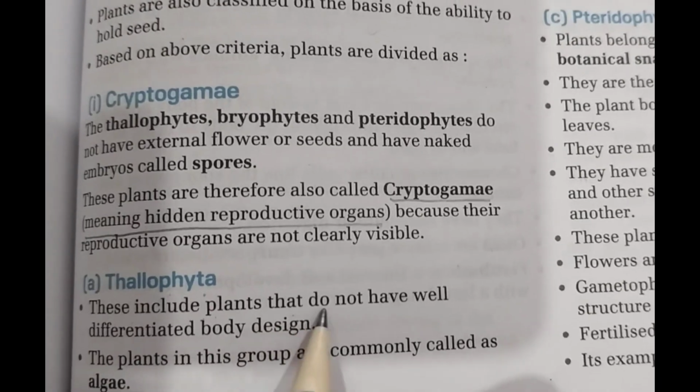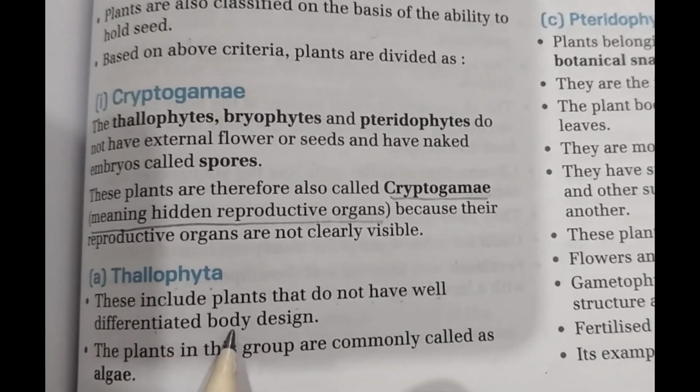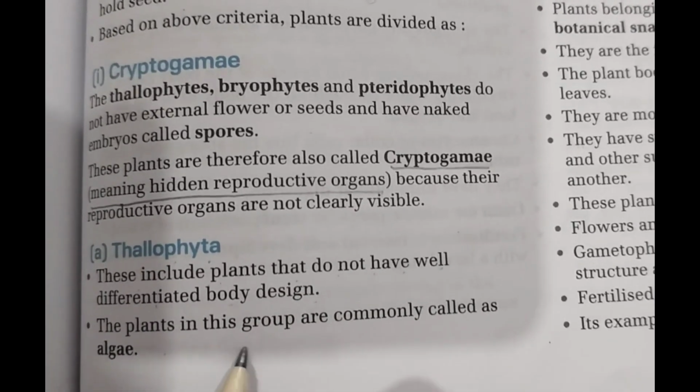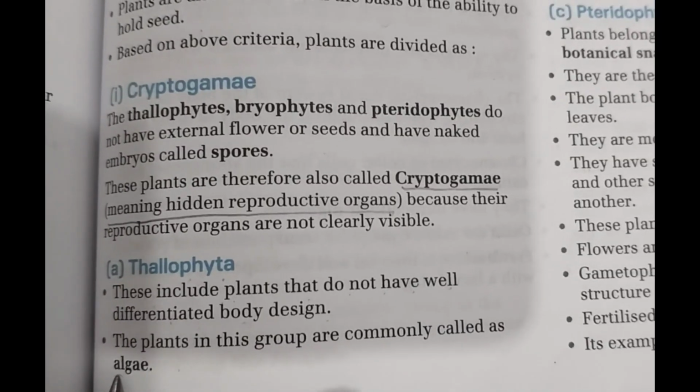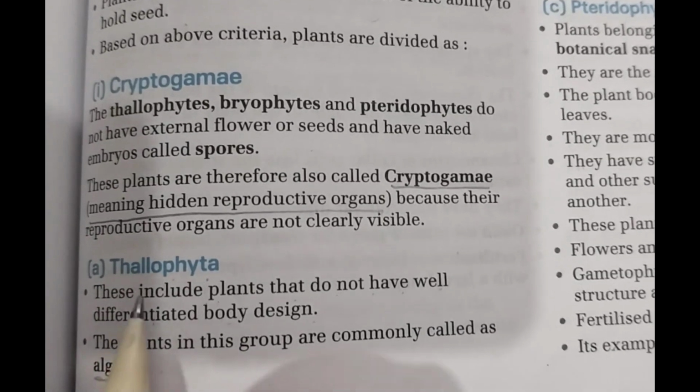These include plants that do not have a well-differentiated body design. The plants in this group are commonly called algae. Algae कौन से plant kingdom के अंदर आता है? Thallophyta.